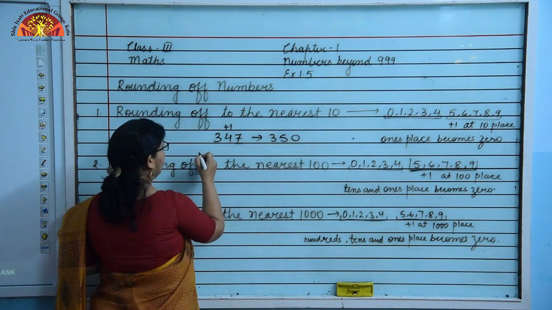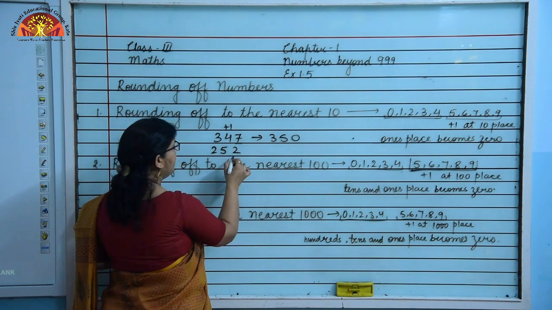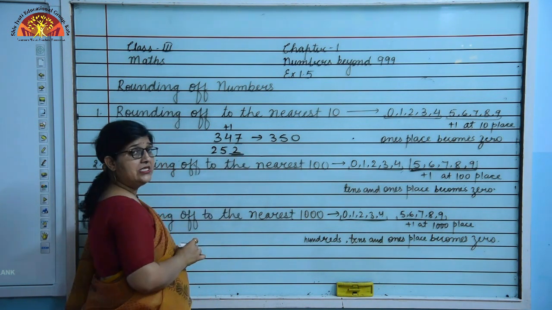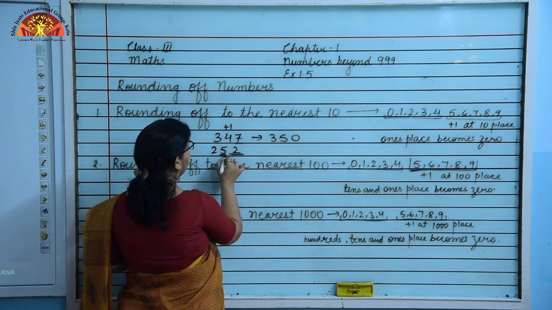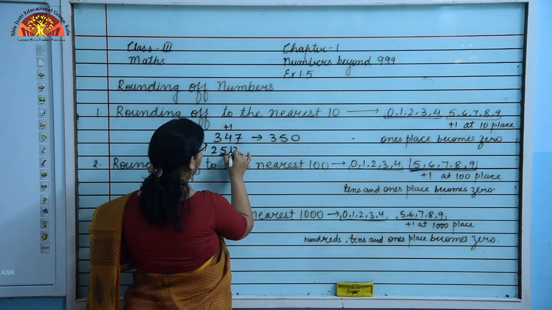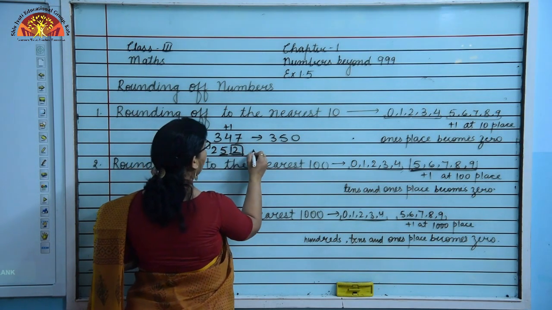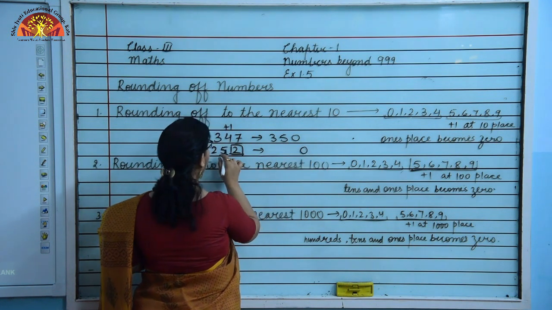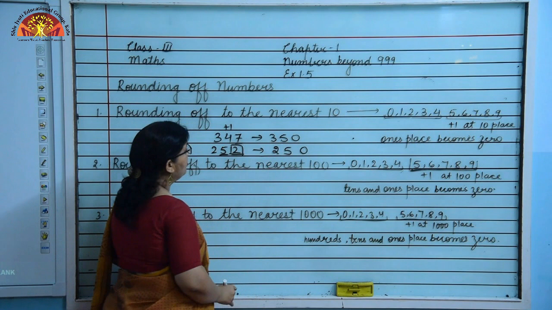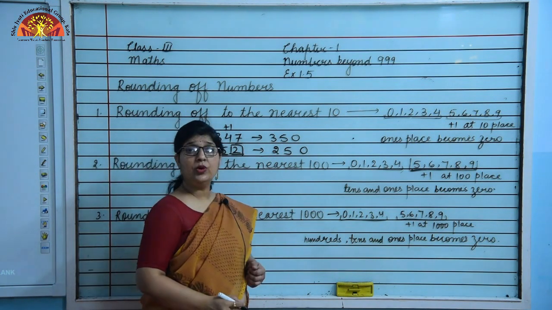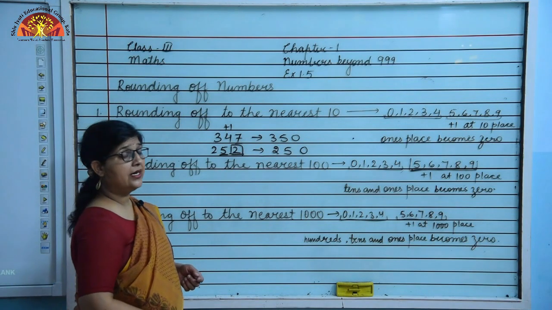So this number will be 350. And if we have number 252, we observe the ones place for rounding the tens place. So we have here 2, it is less than 5. So the ones place becomes 0 and the remaining digits remain the same here. So what number will we get? 250.